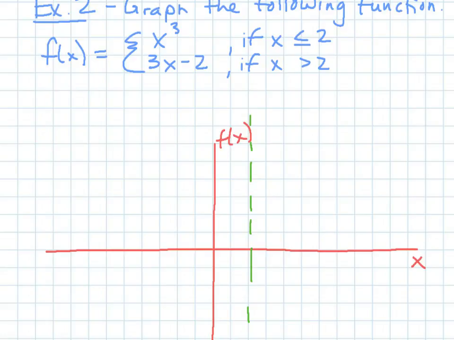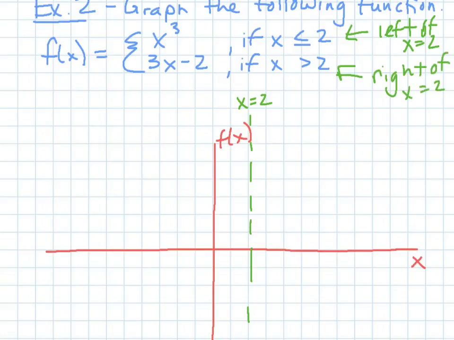But it may be easier to start where they meet at 2, where x is equal to 2, and then go from there in their certain directions. Because this one says less than or equal to, we're going to graph this function to the left of x equals 2. Since this one is saying greater than 2, we're going to graph this function to the right of x equals 2.